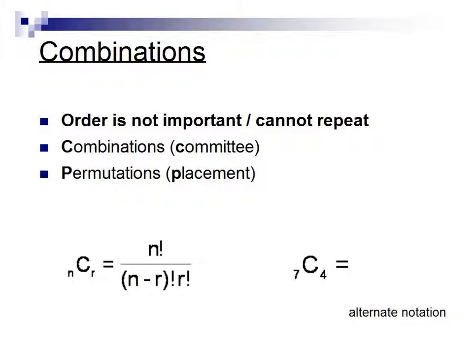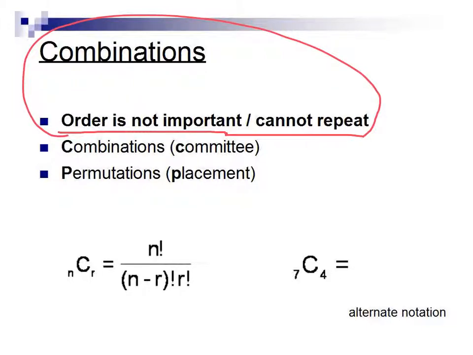Well, what's different is that the order is no longer important. When I'm picking a committee, I don't really care who I picked first. It's just a group of 4 people. It doesn't matter the order that I picked them. And so when you're dealing with a situation where order is not important, still can't repeat, that's considered a combination. And that works a little bit differently.